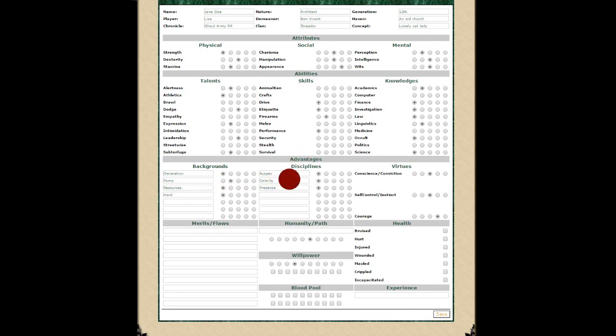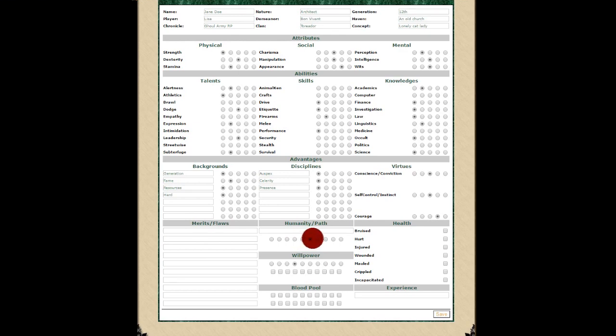A discipline right here is 7 points per dot. A background is 1 point per dot. A virtue is 2 points per dot, and your humanity and willpower are 1 per dot. Willpower can be pretty useful if you're doing some serious play. Humanity is mostly the way that your vampire looks at the world. This is all explained in the book, by the way, like your humanity and what it affects. But the average thing to keep in mind is that an average human being's humanity would be 7. So if you want to go above or below that, that's your own prerogative, of course.